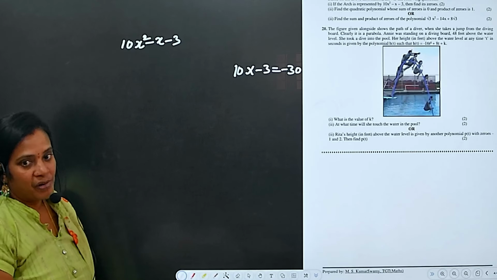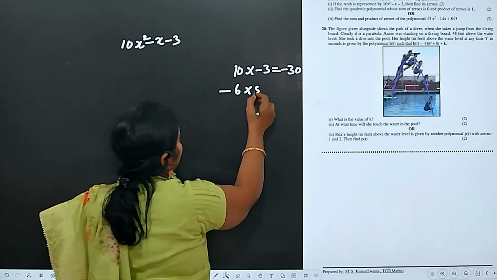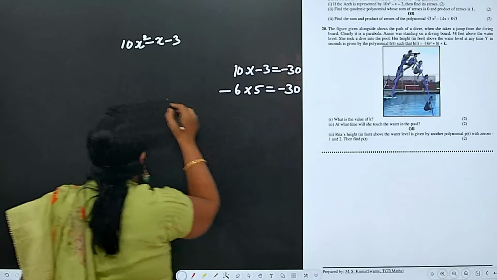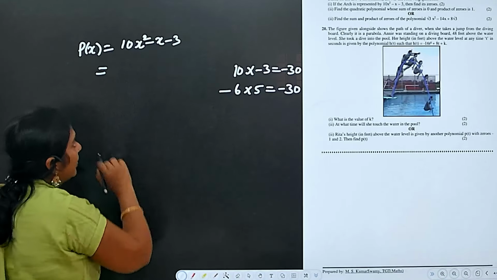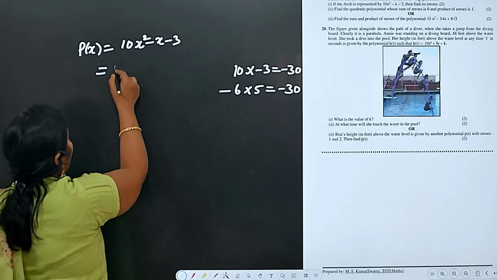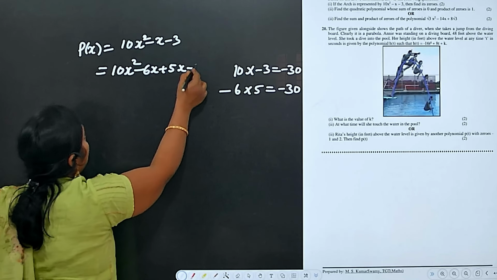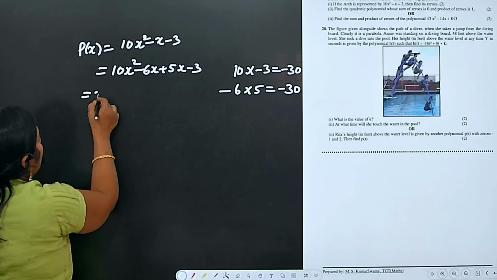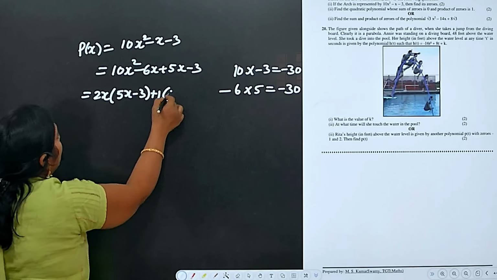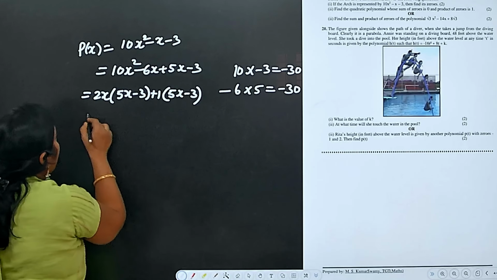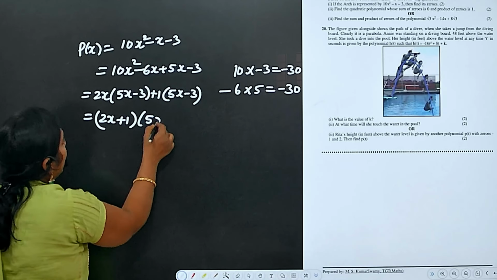Factors: 6 and minus 1, minus 6 times 5 is minus 30. So P of x equals 10x square minus x minus 3, which is 10x square minus 6x plus 5x minus 3. 2x is common, then 5x minus 3 plus 1 common, 5x minus 3. The factors are 2x plus 1 and 5x minus 3.